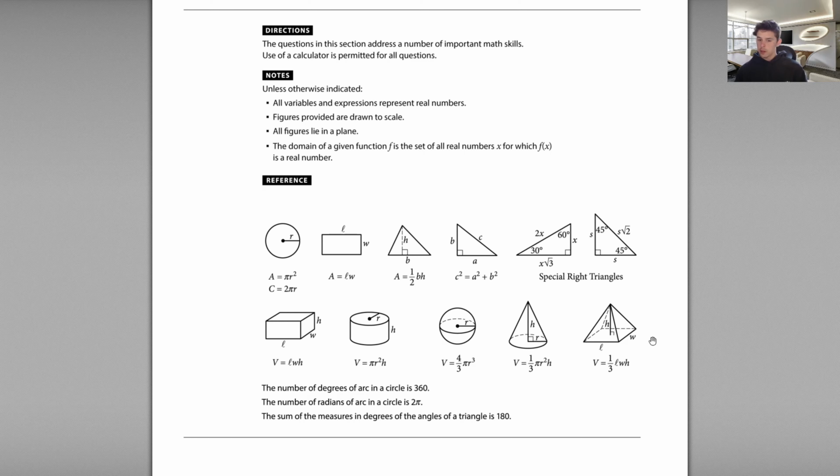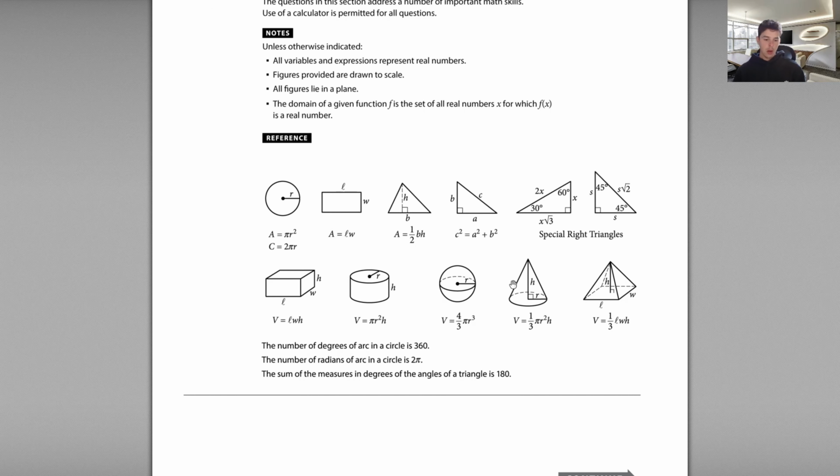If it talks about area, go to the first page. If it's a right triangle, come to the first page and see if it is a special right triangle, and so on. Also, it says here that the number of degrees of an arc in a circle is 360, and the number of radians of arc in a circle is 2 pi. So that means that 2 pi radians is the same thing as 360 degrees, and that's a very good conversion to keep in your mind, even though it's written here.